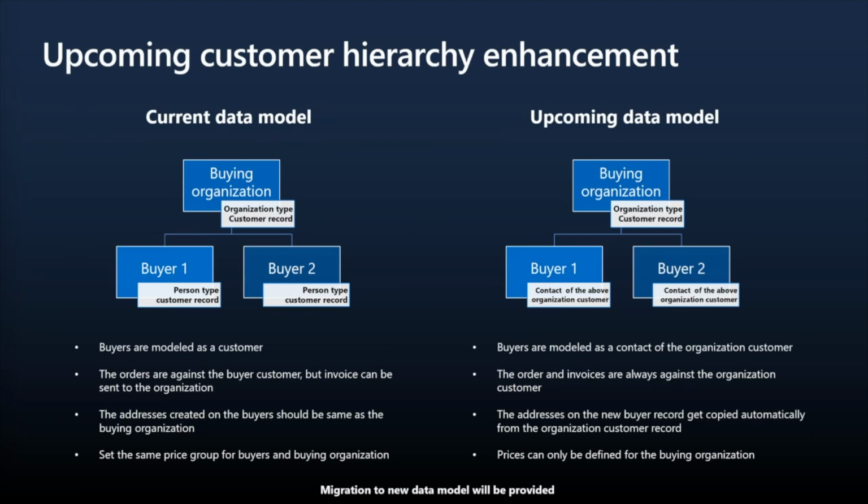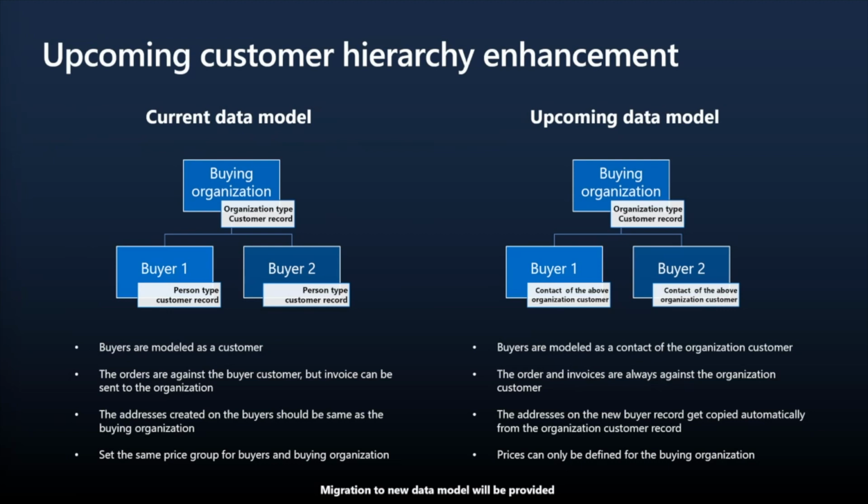You would have the buying organization remain as a customer record of organization type, but the buyers would be the contacts of that organization. Now, from a functionality footprint perspective, nothing changes. I think with the new data model, it makes it very easy for you to onboard on the B2B website. But even with the current model, you can achieve everything that you can do with this new model.